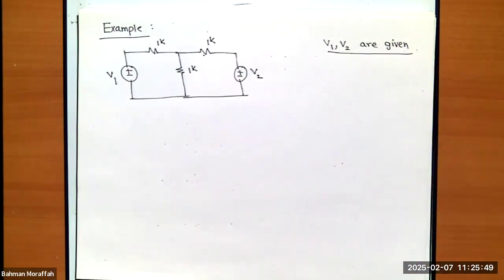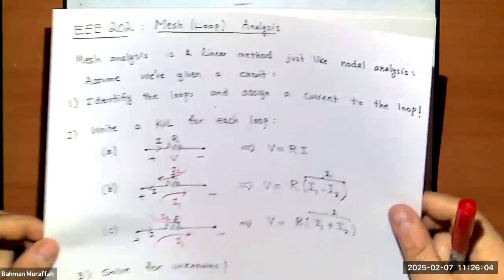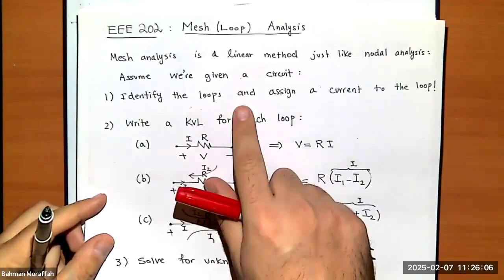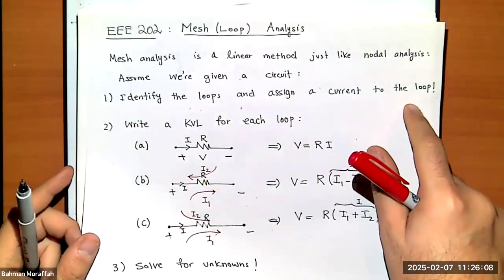By that, I mean we know the values, 5, 6, whatever. That's given to us. We're not trying to solve it. Right? So let's apply this method. The first step is to identify the loops and assign a current to each.